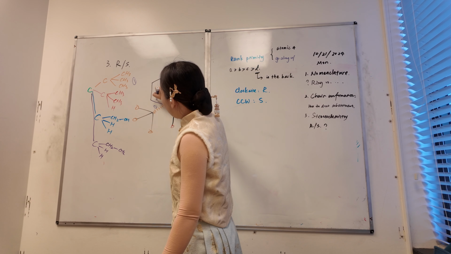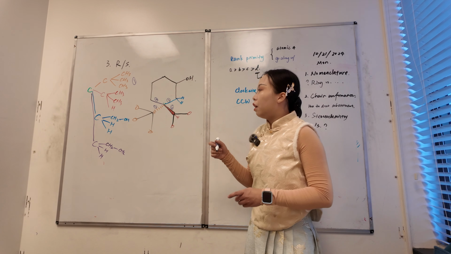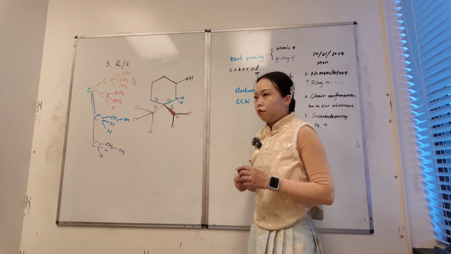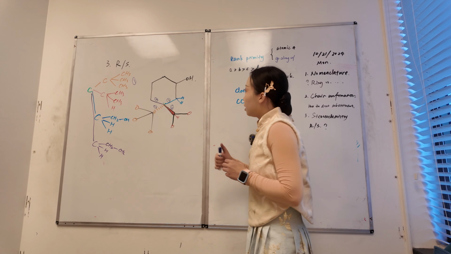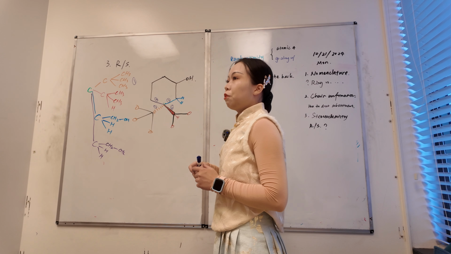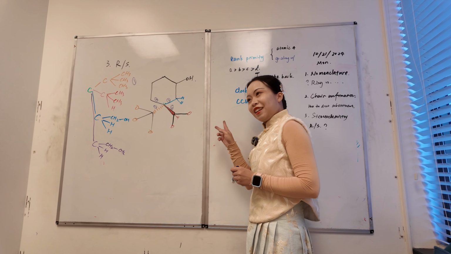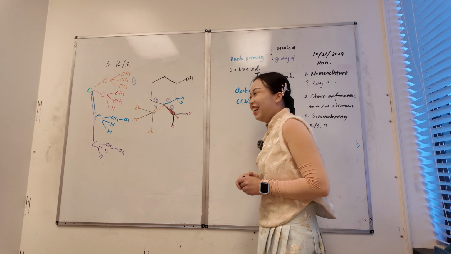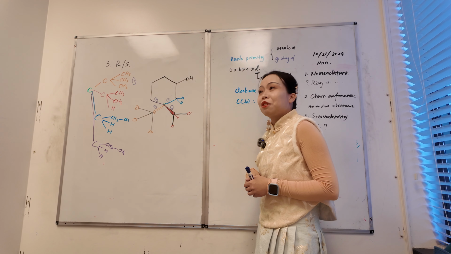So this is number 4. Most of the time, I've seen people get this wrong with R and S. It's because they see, oh, there's the OH, so this is going to be number 1. That's where people get it wrong with R and S, okay?